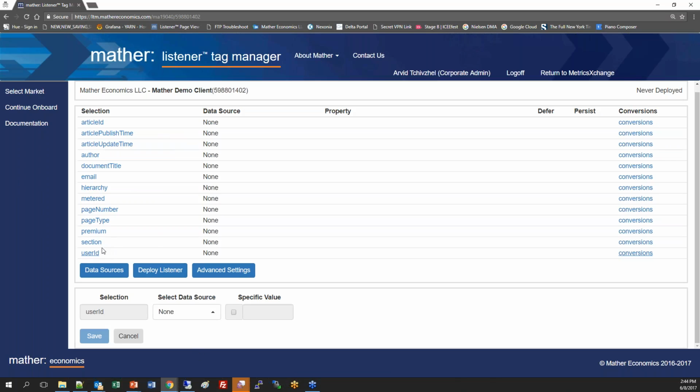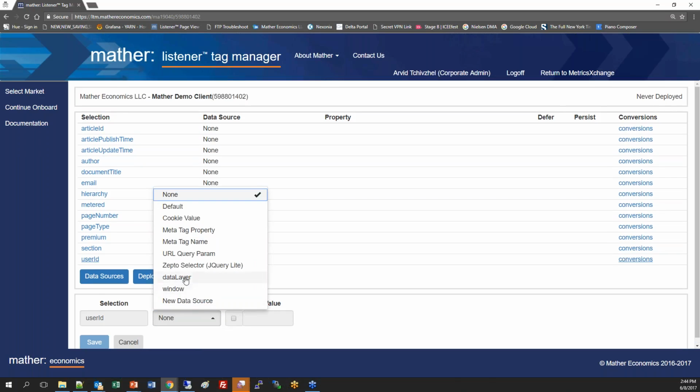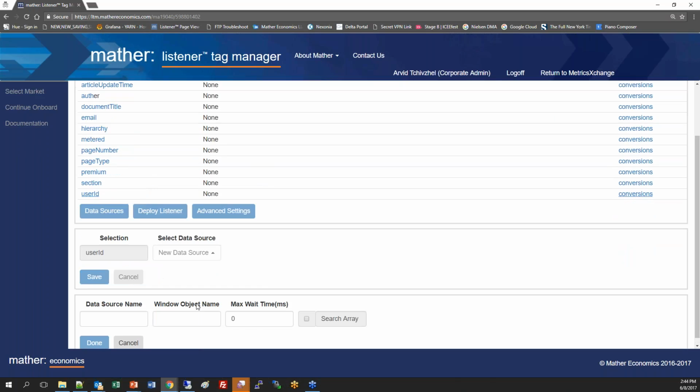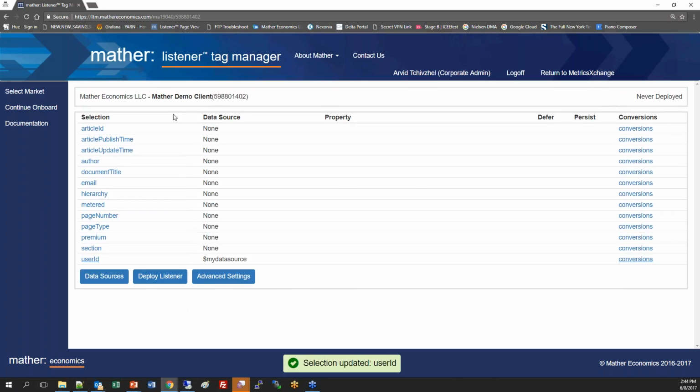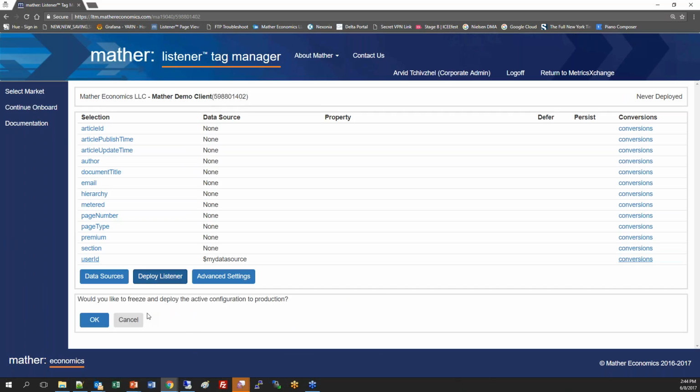So what you can do here is essentially click each of these parameters or data points and select where it's coming from. If it's coming from your data layer, or from a meta tag, or something that's completely new, you can define your own data source and save that, and that will configure everything as needed. Once you've done that, you click the deploy button. It'll ask you if you want to do it, say OK. And then what's happening behind the scenes is the tag that you've installed on your site is now looking up against this configuration setting in Lucerne Tag Manager.